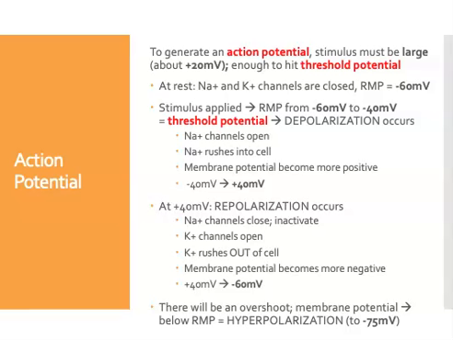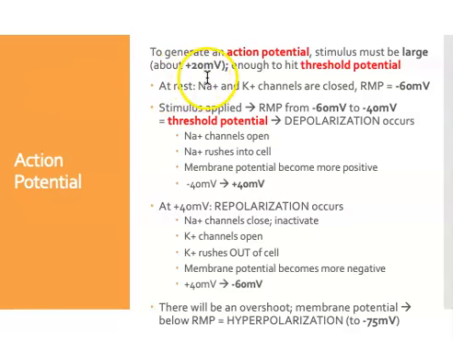So to generate an action potential, the stimulus that comes in to a neuron, that sensory information that comes in to a neuron, has to be large. It has to be about plus 20 millivolts. That will be enough to hit threshold potential.